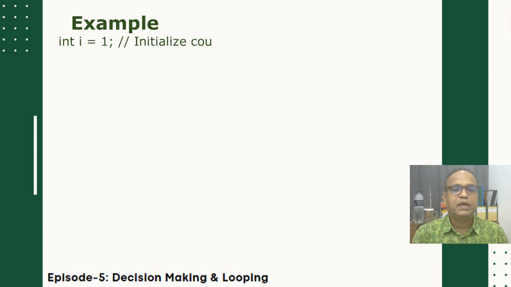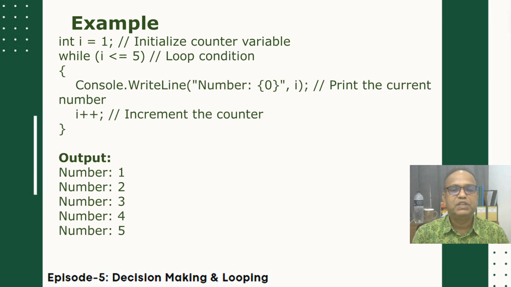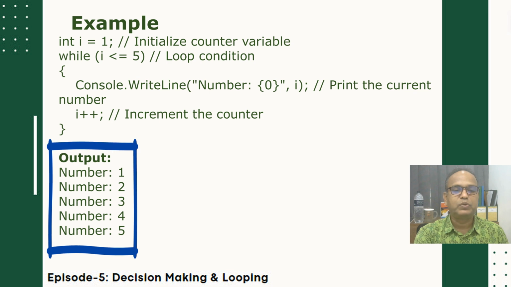Example: int i = 1; initialize the counter variable. While i is less than or equal to 5, Console.WriteLine("Number {0}", i); print the current number. Increment the counter. Output: Number 1, Number 2, Number 3, Number 4, Number 5.